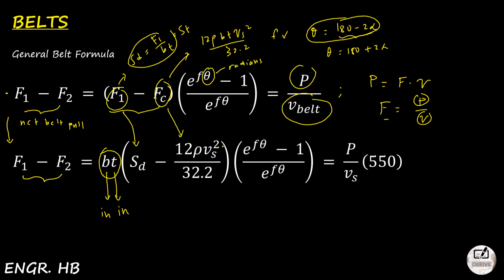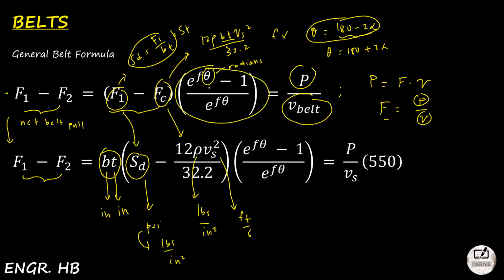12 rho BS squared over 32.2. Siyempre may BT rin yan dito. So pinactor out na dun sa labas. Again, so yung density mo kailangan is pounds per cubic inch. And of course, this velocity should be in feet per second. And of course, this design stress should be in PSI, not kilopascal, PSI. That was pounds per square inch. And of course, multiply mo itong e to the f theta minus 1 over e to the f theta is equal to power over velocity.